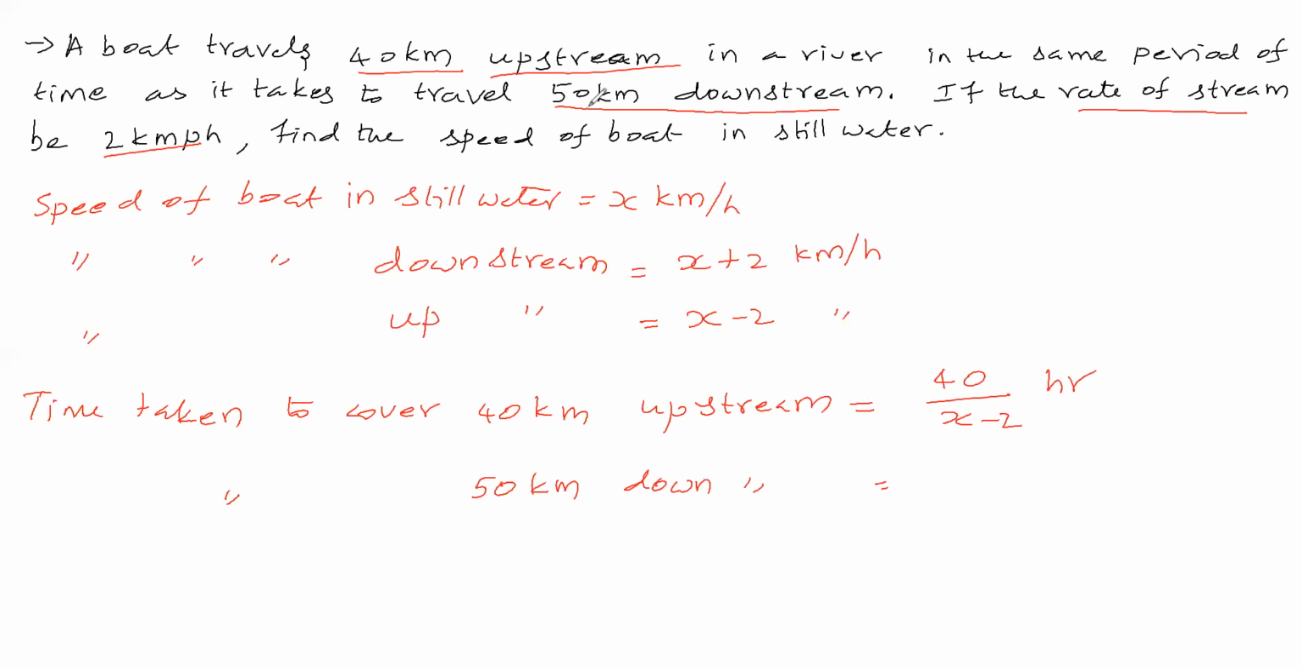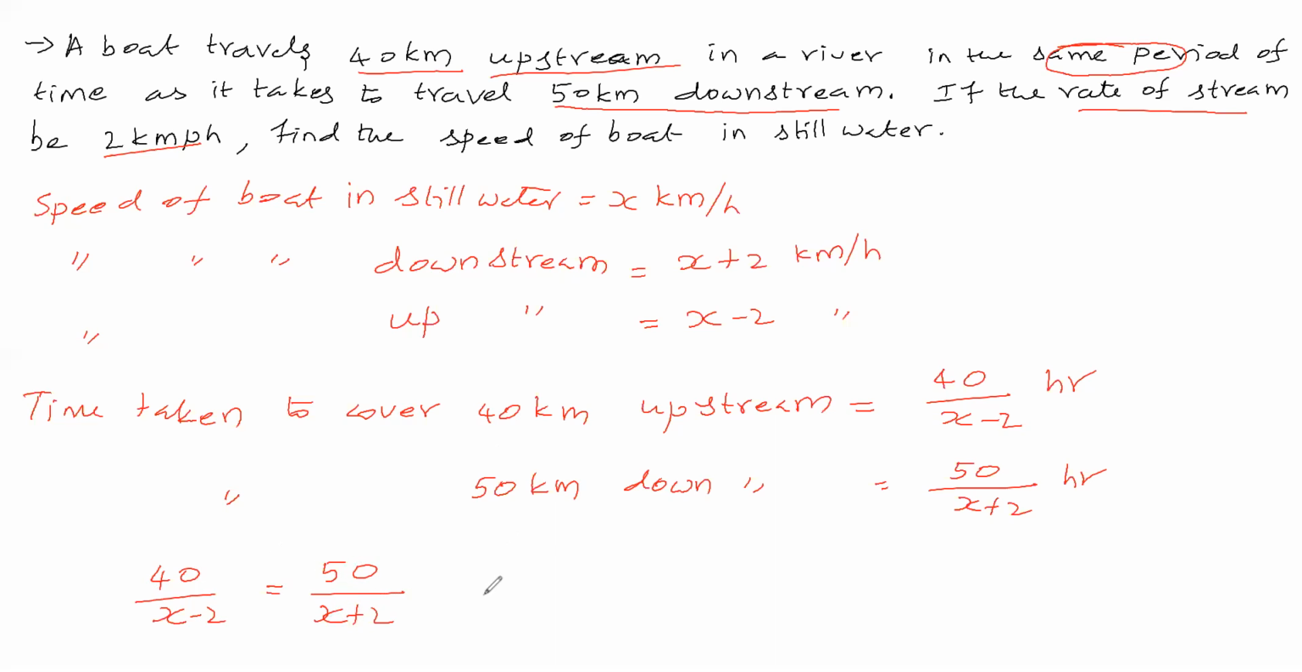Downstream means he is traveling 50 kilometer. That distance by speed x plus 2, this many hours. Upstream time period and downstream time period are the same. So upstream time period is 40 by x minus 2 hours. Downstream time period is 50 by x plus 2 hours. Time taken for upstream and downstream remains the same, therefore they are equal.